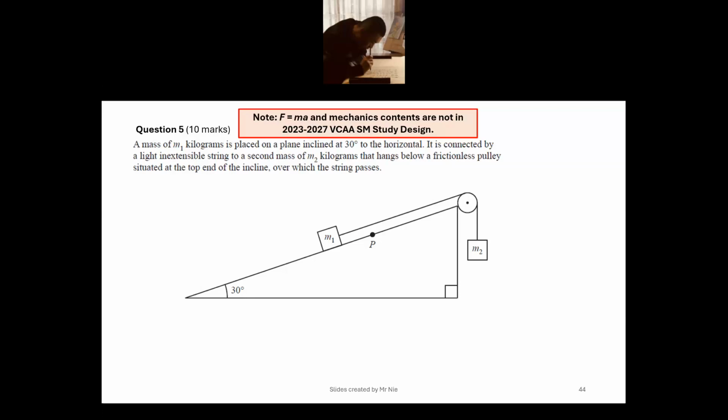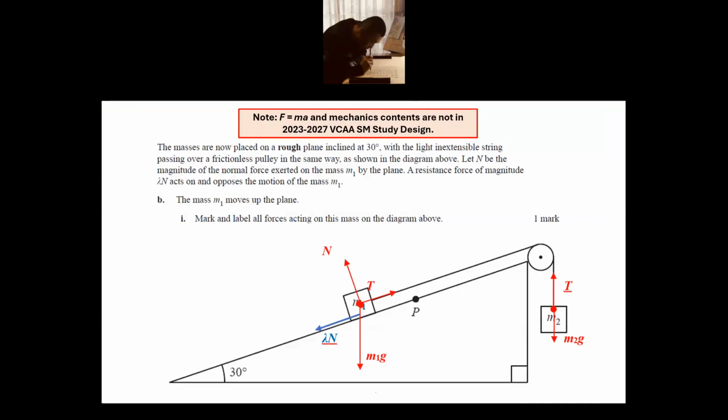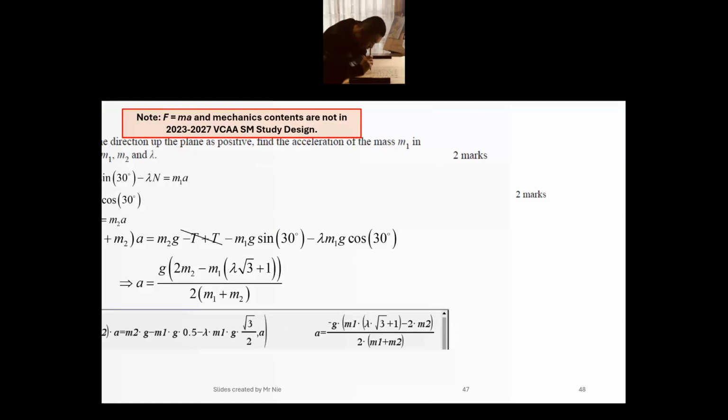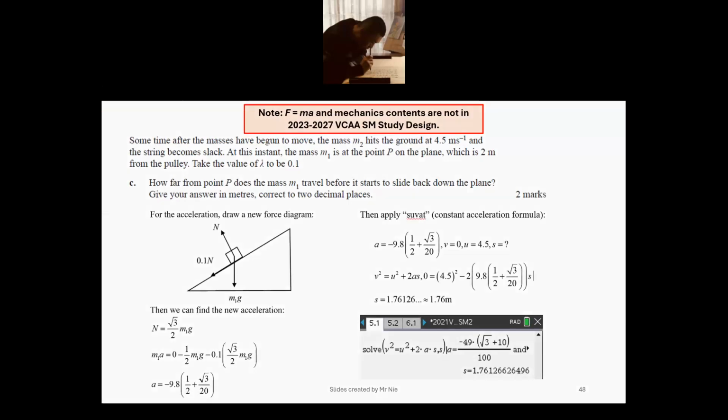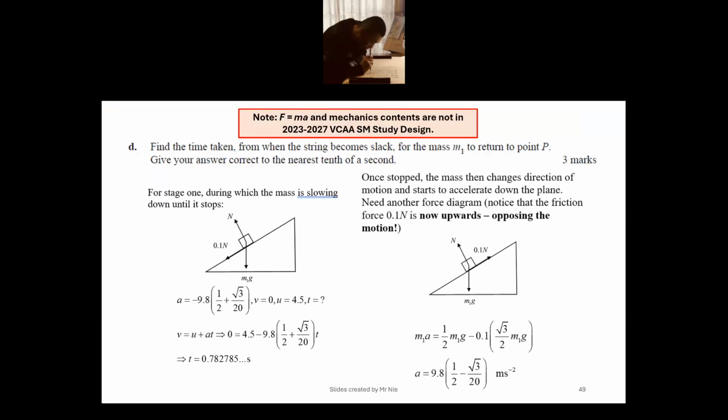Question 5 is now out of the study design because even though we had some constant acceleration paths in the question, it's all based on the idea of mechanics. That's why I will skip this question. So I'll quickly show you a couple of pages here. Having said that, this was still a good question, a decent question, which I think separated a lot of good students.